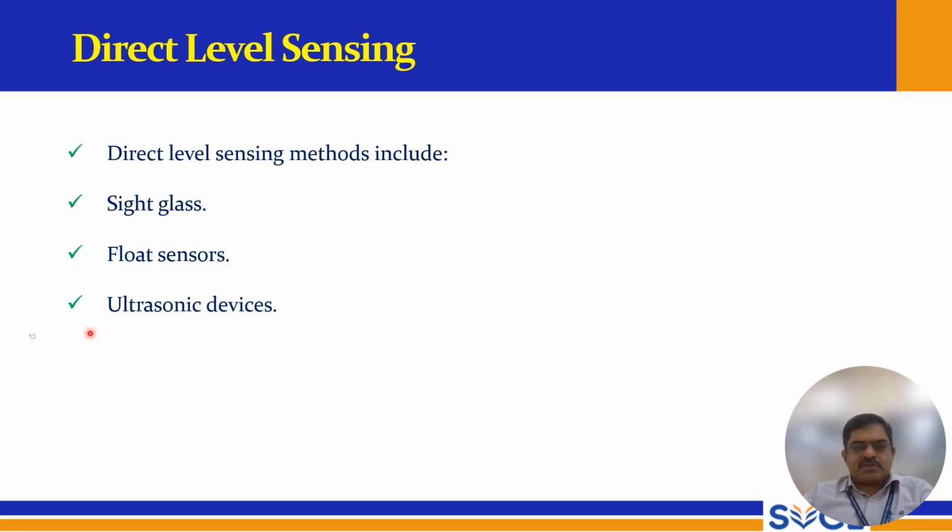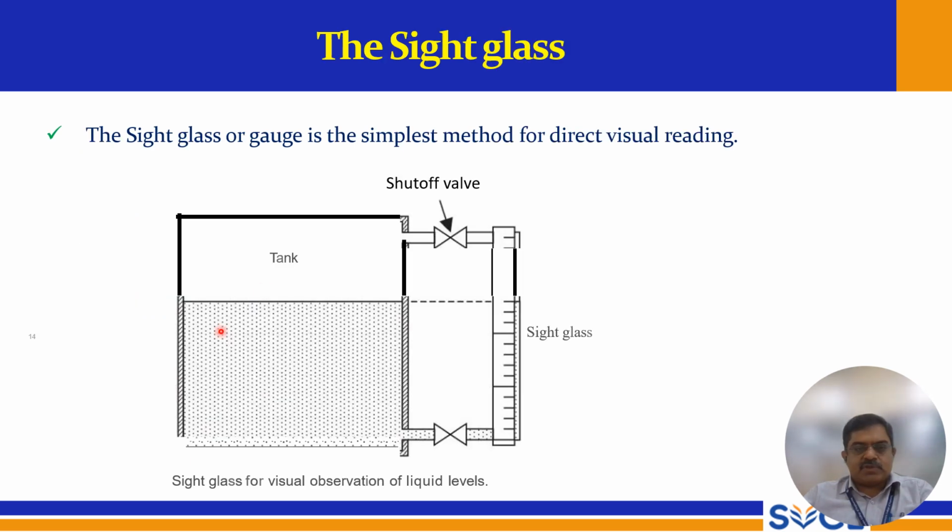In direct level sensing, the methods are sight glass, float sensors, and ultrasonic sensors. So here this is the sight glass. The sight glass is for visual observation of liquid levels. Here you can see the tank which is filled with liquid, and the sight glass is fixed here using two shut-off valves. The sight glass or gauge is the simplest method for direct visual reading. By viewing the liquid level, the level can be determined here.